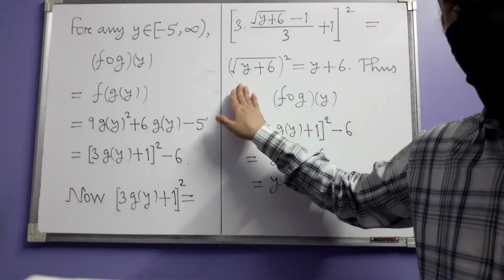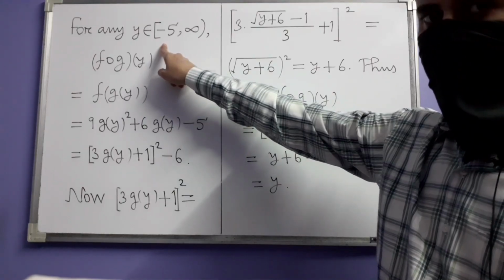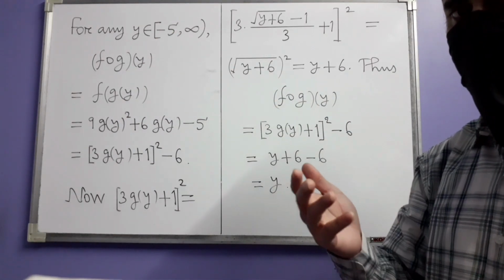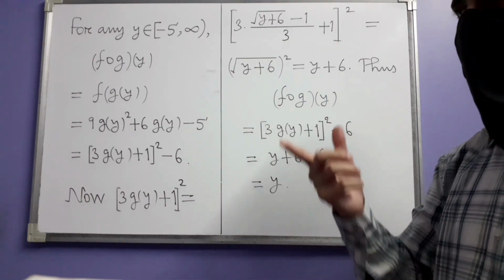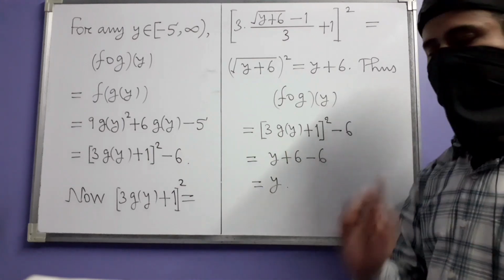Why is y plus 6 positive? That is because y is coming from here, and which means what? That y is greater than or equal to minus 5, so y plus 5 is non-negative. Add 1 to that and you get positive y plus 6. So now you can resume your calculation.